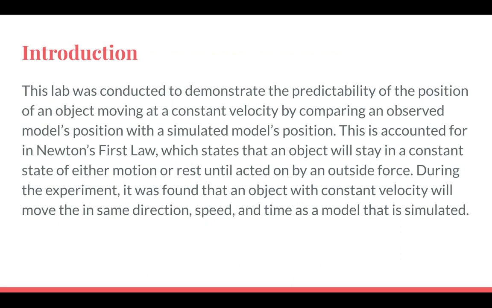The predictability is accounted for in Newton's first law, which states that an object will stay in constant state of either motion or rest until acted on by an outside force. During the experiment, it was found that an object with constant velocity will move in the same direction, speed, and time as a model that is simulated.